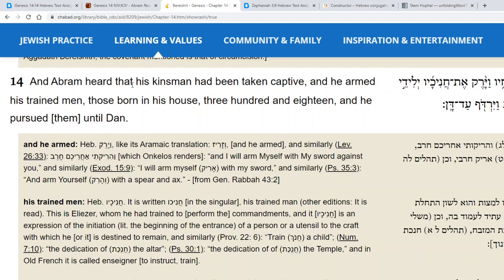Chabad: And Abram heard that his kinsmen had been taken captive, and he armed his trained men. So they're also doing armed. Those born in his house, 318, and he pursued them until Dan. Because, yeah, it's in the singular, right? Rodef is in the singular.